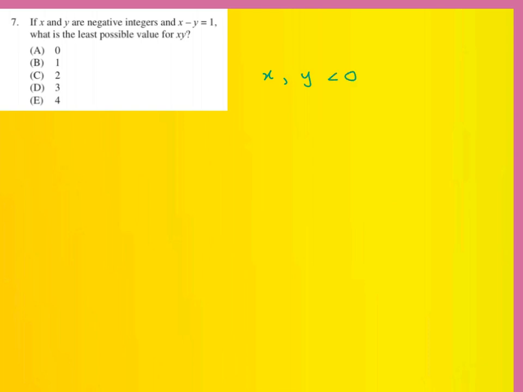Now x and y are two negative integers. Basically both are less than 0. Also x minus y is equal to 1. This means that x and y are two consecutive integers, because the difference between them is 1 unit, or you can also say this is x equals 1 plus y. So that also tells you that x and y are consecutive.